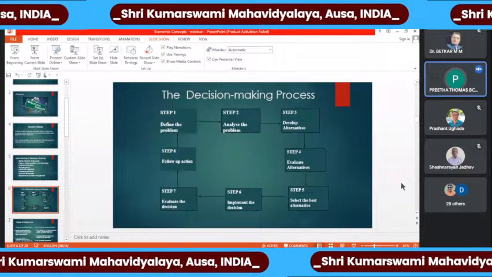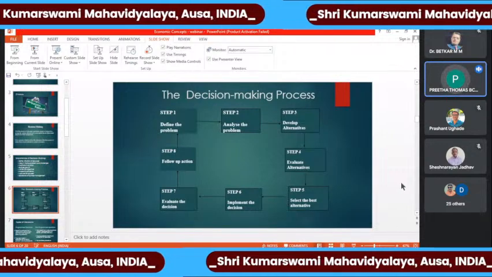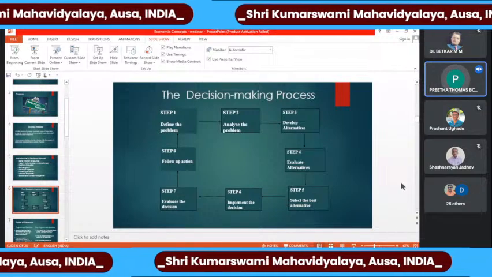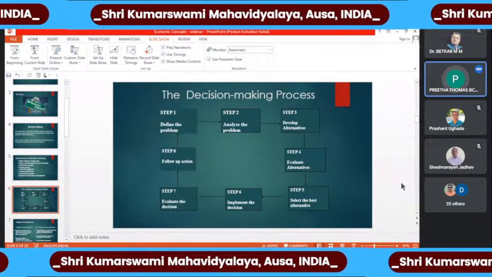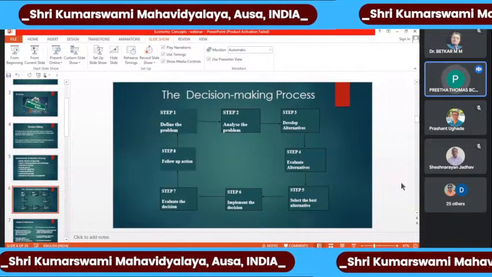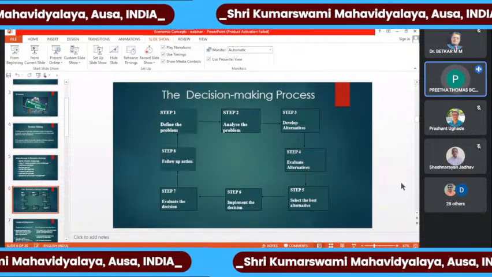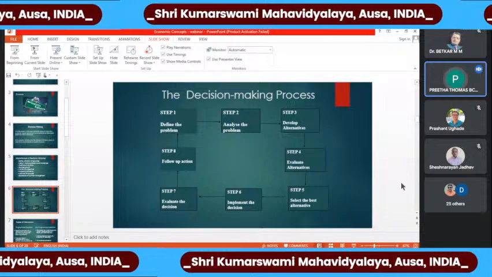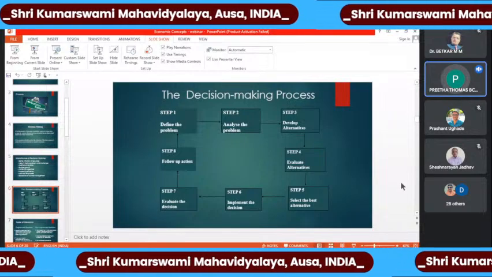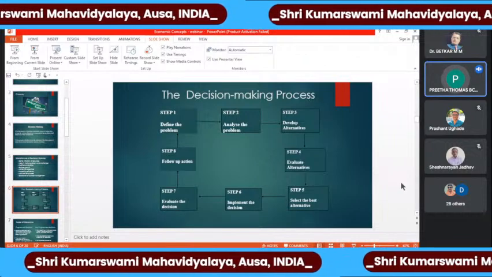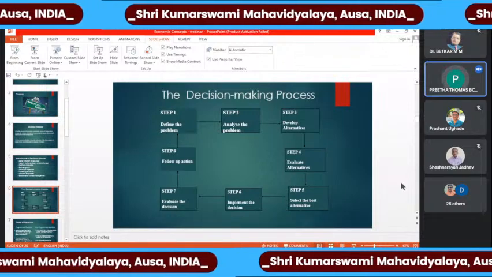And as I told you, this is where managers play a very important role. Sometimes we feel, in some companies, why are managers paid such high salaries? Because in this decision-making, developing alternatives and taking decisions, they do that from their past experiences and personal judgments, which is what they carry with them. The money that they are getting is for that experience that they bring with them. So this is step three, developing alternatives.